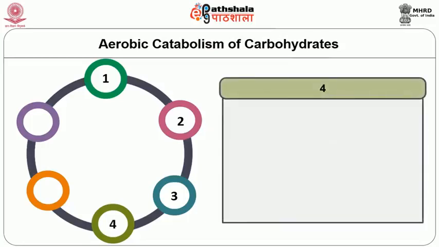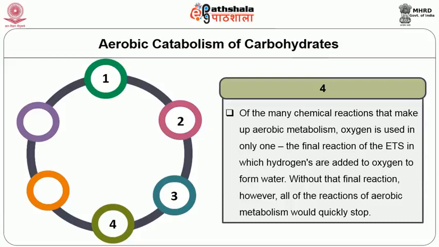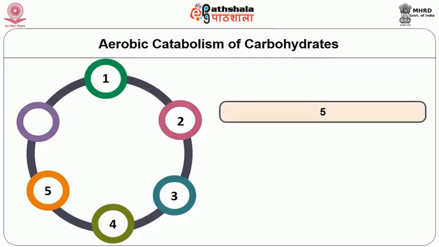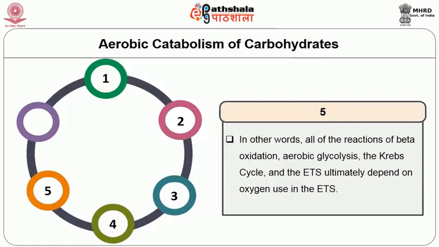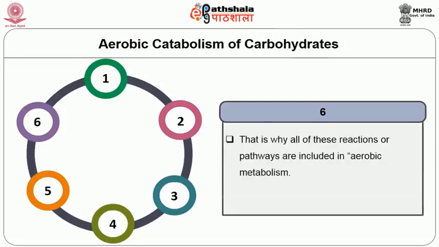Of the many chemical reactions that make up aerobic metabolism, oxygen is used in only one, the final reaction of the ETS, in which hydrogens are added to the oxygen to form water. Without the final reaction, however, all the reactions of aerobic metabolism would quickly stop. In other words, all the reactions of beta oxidation, aerobic glycolysis, the Krebs cycle and ETS ultimately depend on oxygen use in the ETS. That is why all of these reactions or pathways are included in aerobic metabolism.